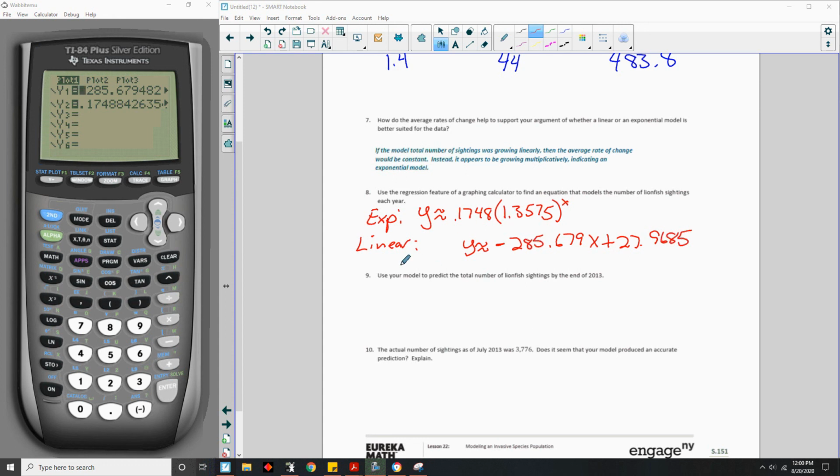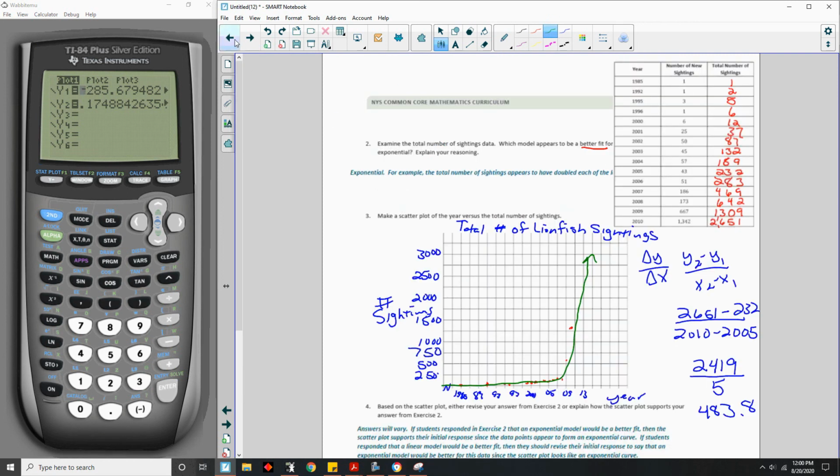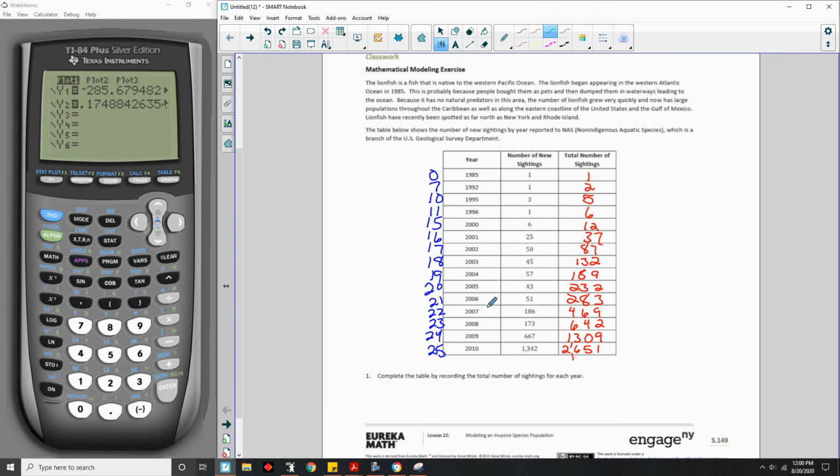Okay, so once you have a model, now you can use it to predict the future. So now it says predict the total number of lionfish sightings by the end of 2013. So I want to go back to my table. Keep in mind what these values are. So 2013 would go here. And how far is that from 85? Well, it's 3 more than 25, or 28. So we want the point 28, comma 2013.